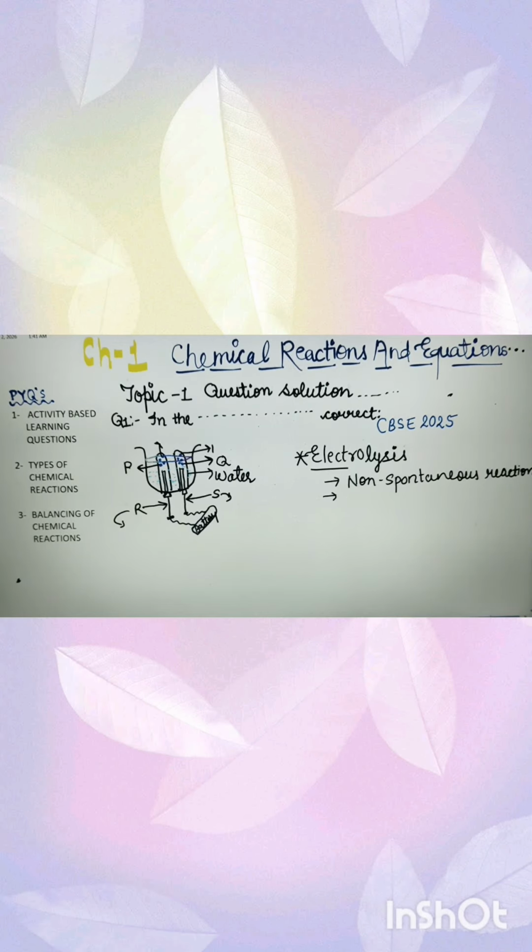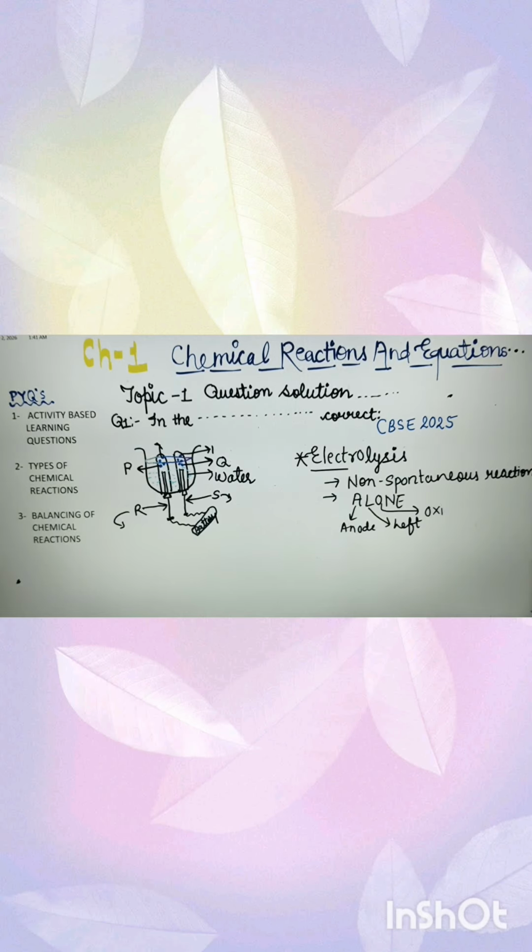And the second point is, we will remember this by a trick. A is for anode, L is for left, and O is for oxidation. And I will cut this N and replace it by P for positive terminal, and E for electrode. So we'll remember that in the electrolysis process, the left electrode is anode. The electrode present on the left side is anode, and at anode there is oxidation, and oxidation is gain of oxygen.